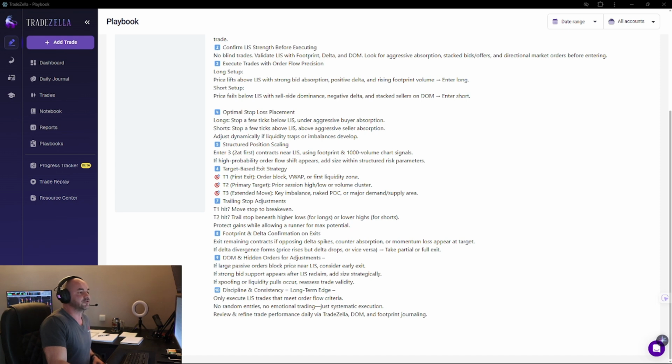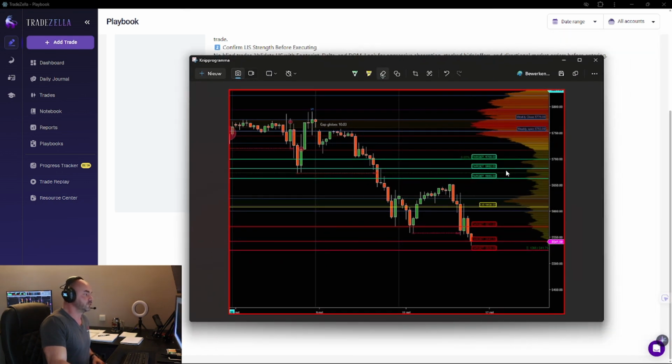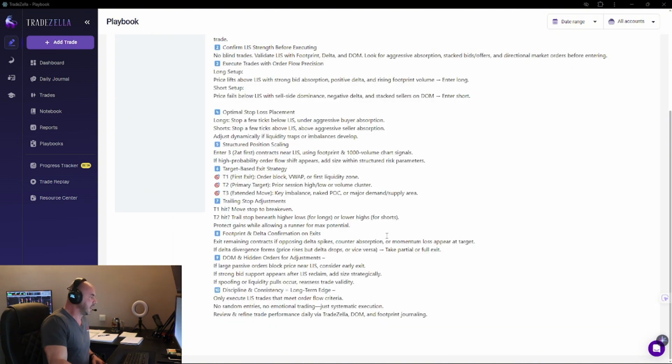So we need to move to all 3 targets or all 2 targets in the beginning just to test the waters. And this discipline to take out these targets will give us a long-term edge. We will also have the discipline to only execute line in the sand trades that meet our criteria.